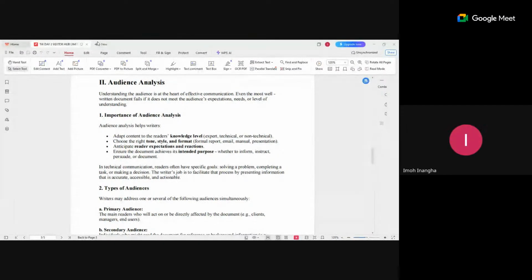Okay, so mention the four stages of the writing process. Who is there? Now heaven has kept quiet. Who is the person? Okay, the first one is planning, the second one is drafting, the third one is revising, and the fourth one is editing and proofreading.